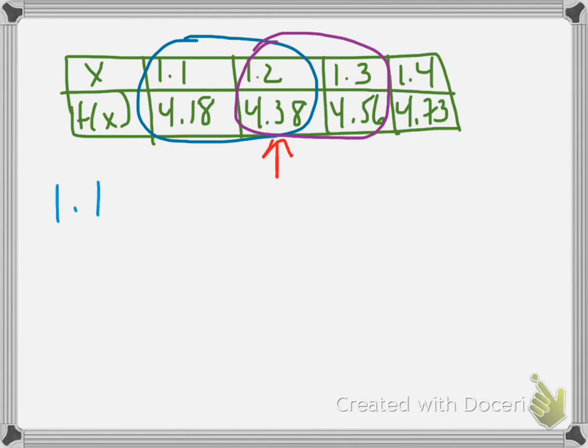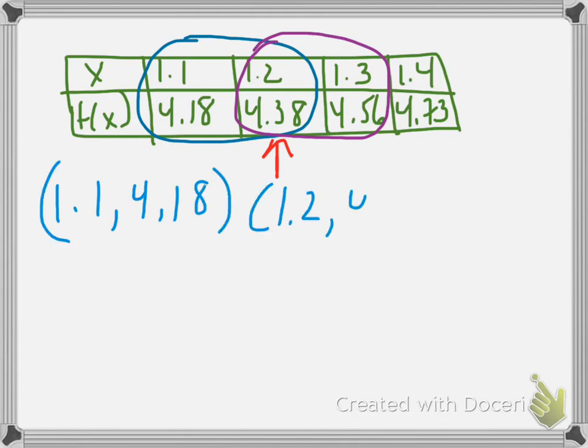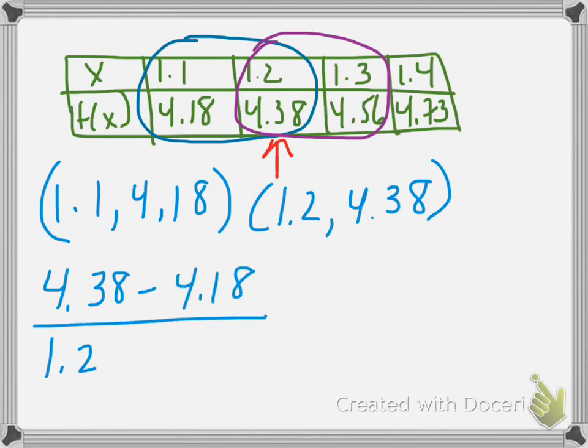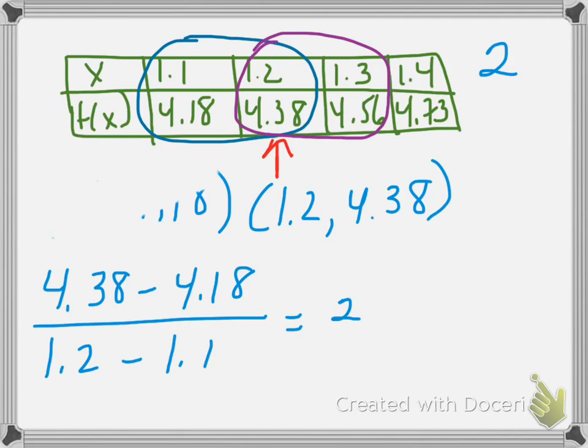So these are your 2 points. And if you do y2 minus y1 over x2 minus x1, if you work out all that math, you end up getting 2. Then you have to do the whole thing all over again using the points that are in the purple. So I'm just gonna write the 2 over here, so we remember that one slope was 2. Okay, I'm gonna erase all this.